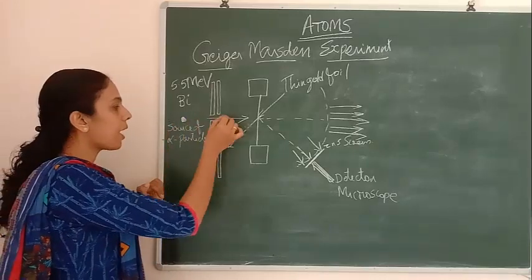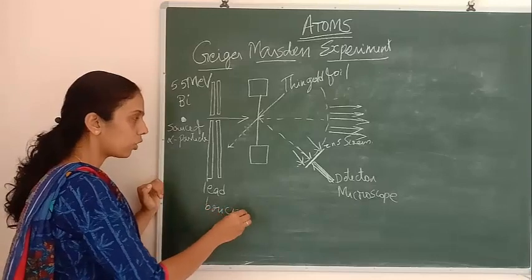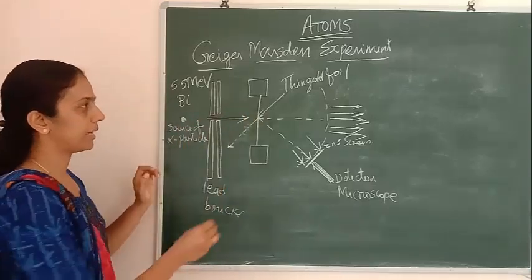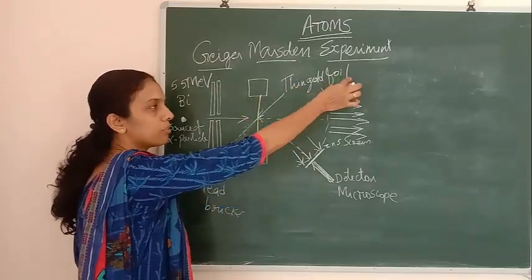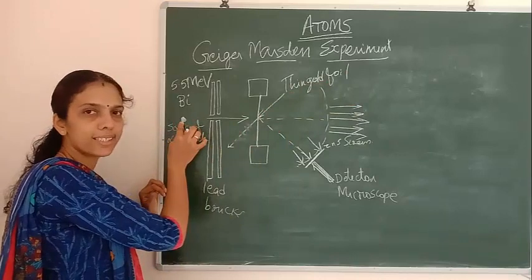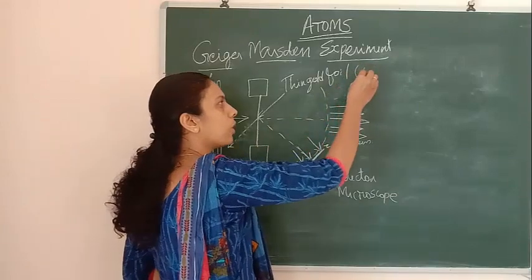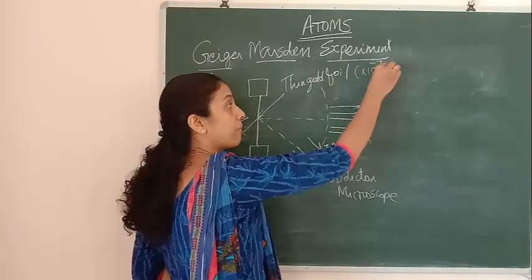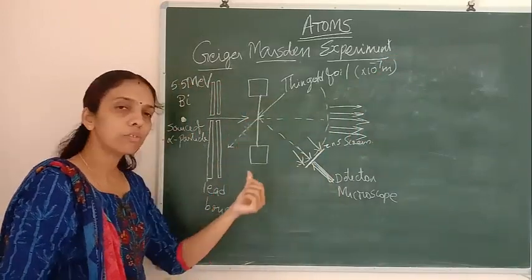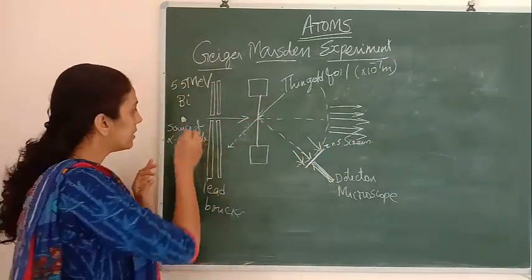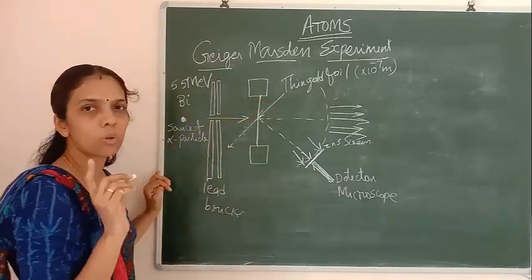The alpha particles pass through lead bricks. Some lead bricks are there, and the beam is collimated through these lead bricks and allowed to fall on a thin gold foil. The alpha particles fall on this thin gold foil, which is of the order of 10 to the power minus 7 meter. It is very thin.